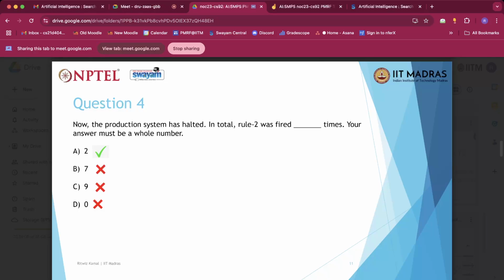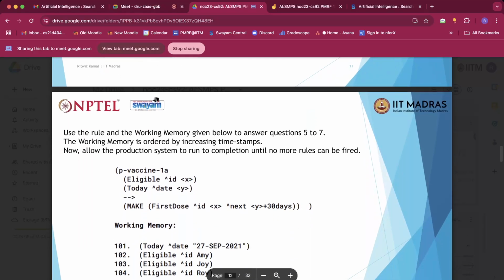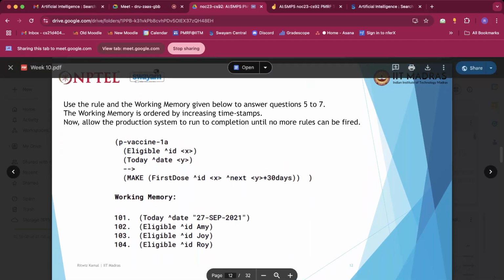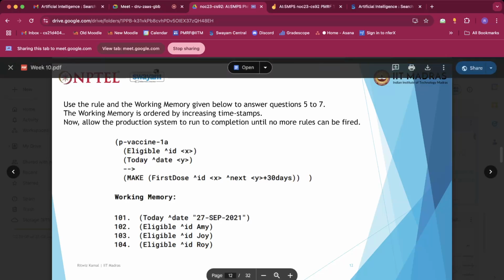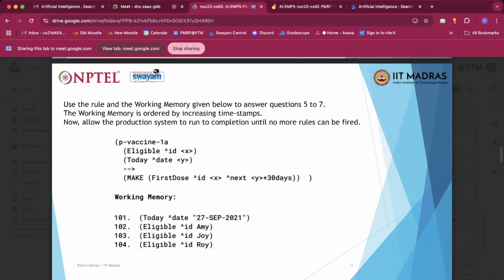Okay, now let's move on to a slightly more involved example. So now we'll be using a different rule and a different set of working memory elements to solve the next couple of questions. Okay, so we are told that a working memory has some 4 elements, arranged in the increasing order of timestamp. For example, the first working memory element tells us that the date today is 27 September 2021. The second timestamp tells us that a person with an ID Amy is eligible. Similarly, the third and fourth timestamps tell us that a person with ID Joy and Roy respectively are eligible as well.